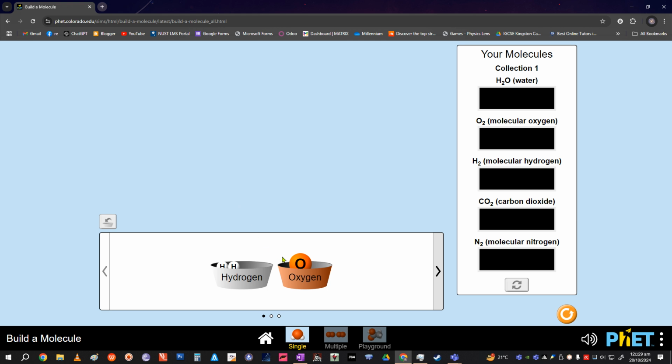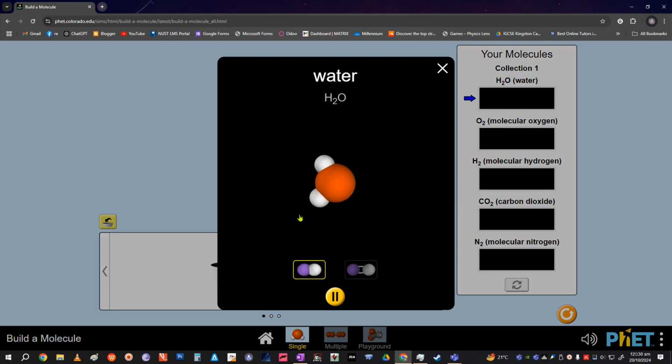I'm just gonna go with single ones, right? Let's say if you talk about water, so you can see the 3D model of how this actually looks like, right? This is the realistic model, and this is the line model, where the electron bonds are represented as lines. Now this is water, right? This is how the water molecule looks like, right?